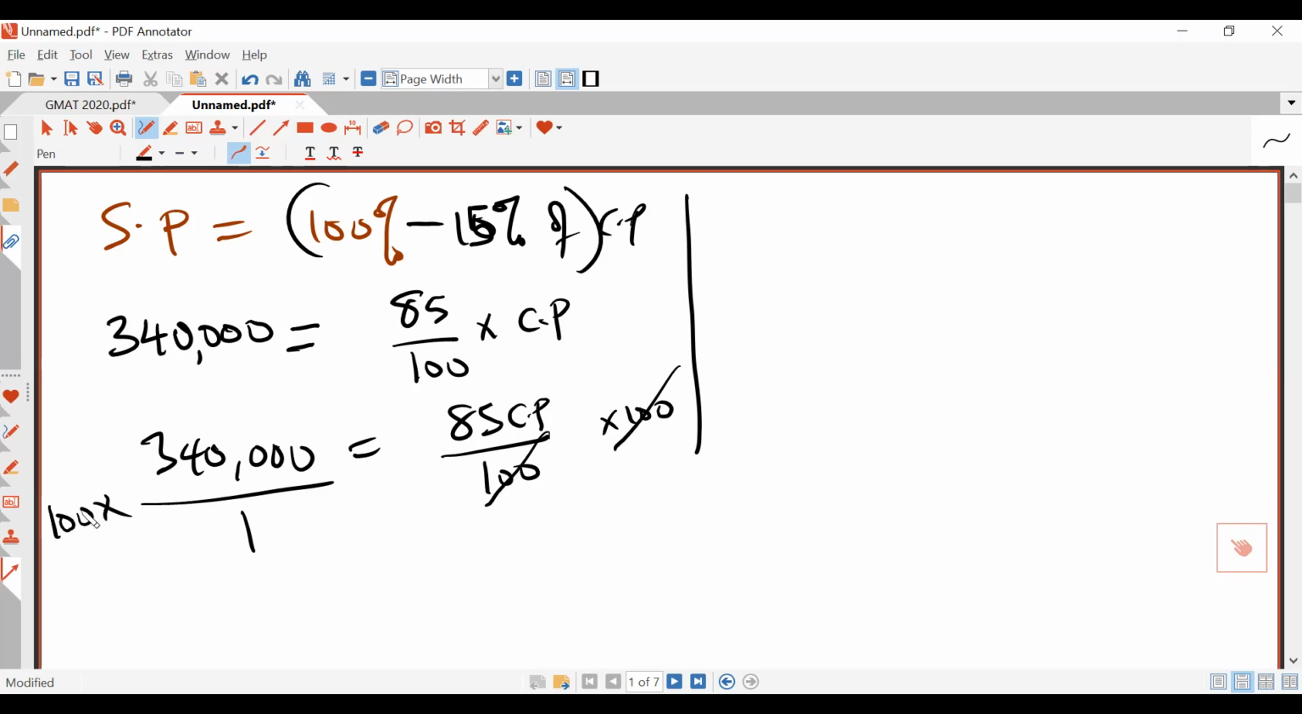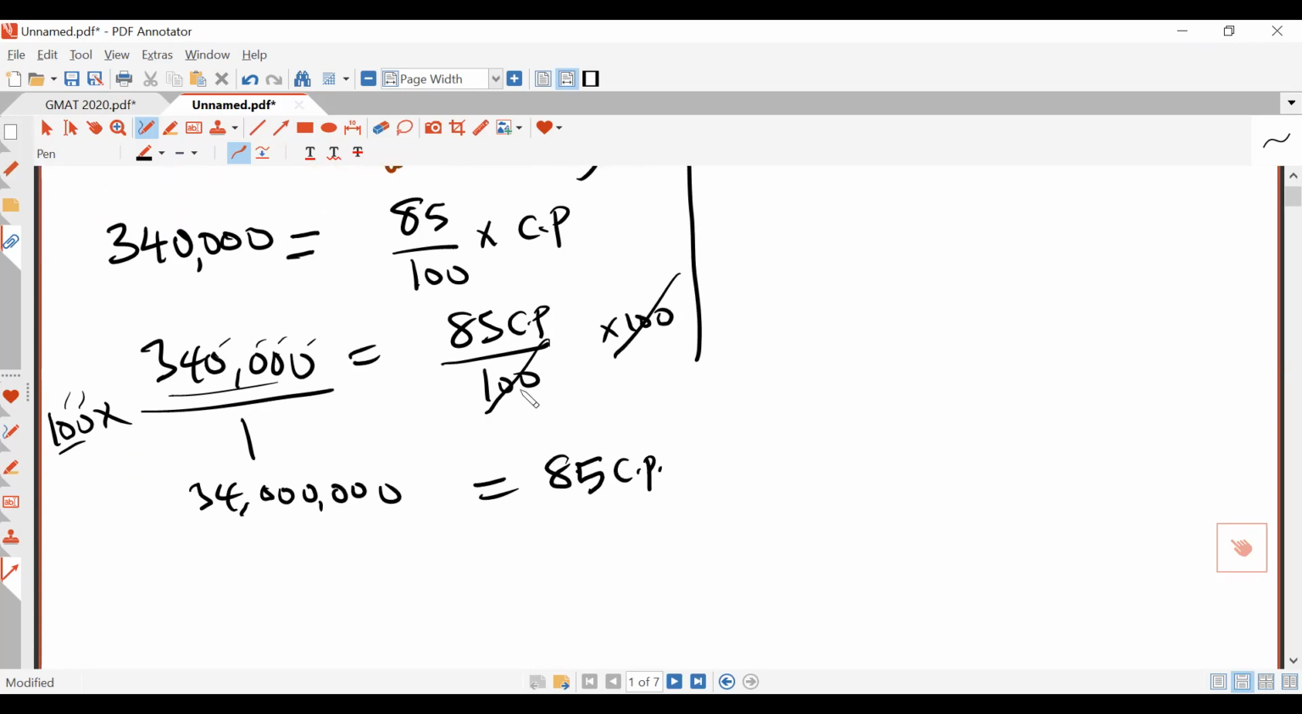So we shall end up with this times this, giving us how many zeros? 1, 2, 3, 4, 5, 6. So we have 34 million, which is equal to 85 CP. Now, since we want to get the CP, we are going to divide both sides.